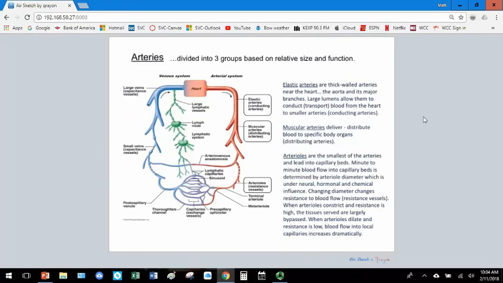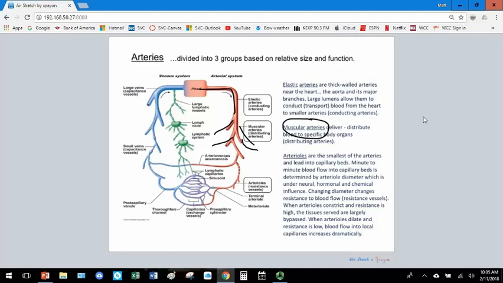Okay, so let's go in a little more depth about the arteries here. So arteries are divided into three groups based on their relative size and function. The first of these are the elastic arteries. These are the largest. These are the thick-walled arteries near the heart, the aorta and its major branches. And they're going to have really large lumens, which is going to allow them to conduct blood out of the heart to the smaller areas of the body. So the elastic arteries conduct blood out of the heart to the next arteries, which are the muscular arteries. And these are the arteries that are going to deliver the blood to the specific areas of the body.